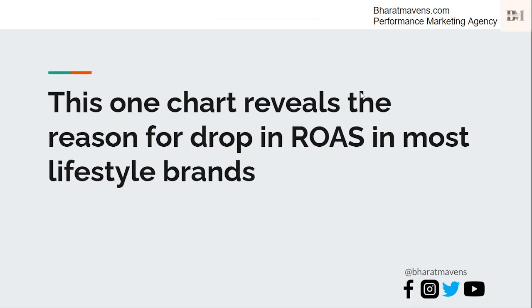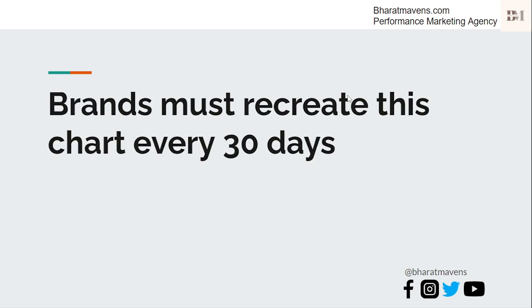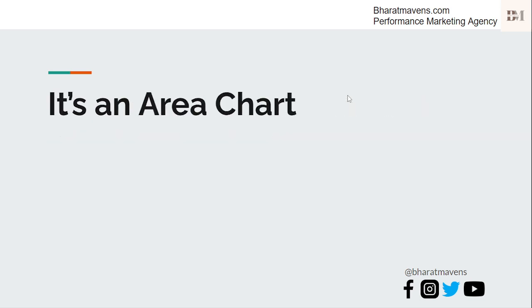This one chart reveals the reason for the drop in ROAS for most lifestyle brands, or for any brand which has a high number of SKUs, for example apparel, footwear, anything for that matter. Brands must recreate this chart every 30 days. I am talking about an area chart here.